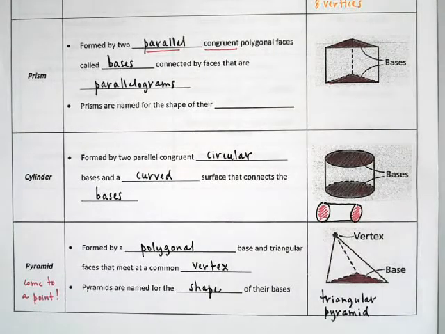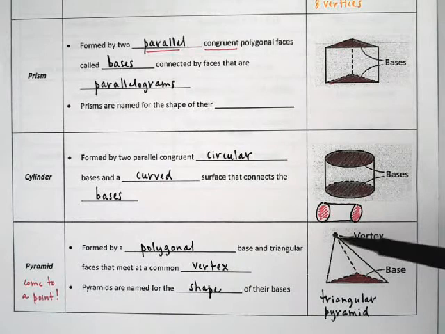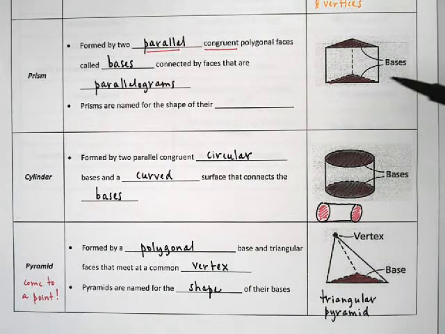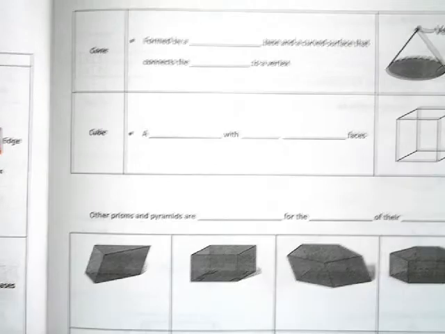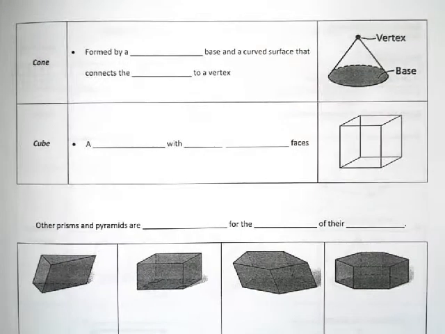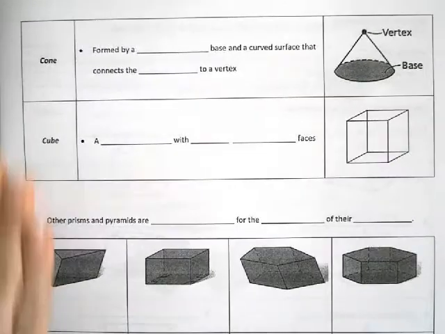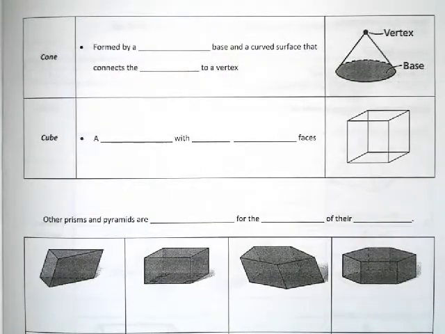Again, seems very obvious, but the key here is that our pyramids are going to come to a single point, whereas our prisms do not. All right, on the next page here, now we have cones. Again, you guys are familiar with these. Think of ice cream cones or traffic cones, right?